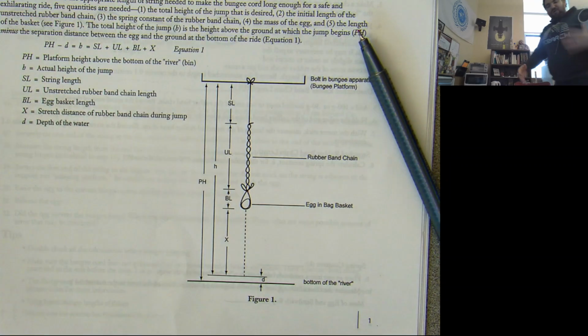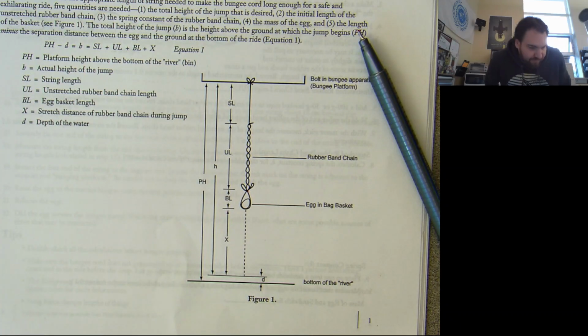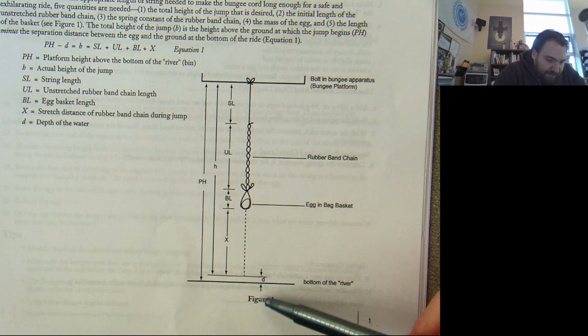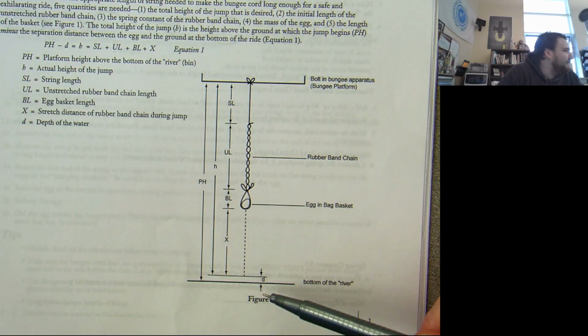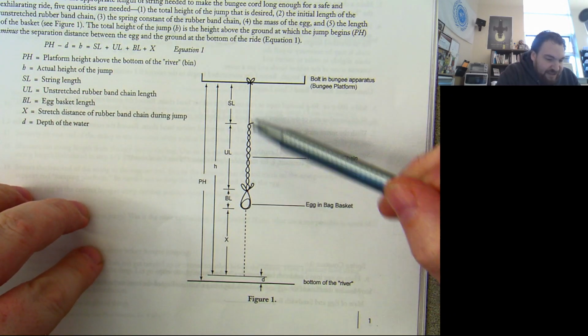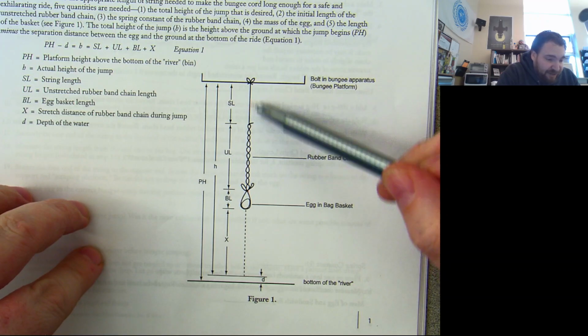This lab takes you through a whole bunch of calculations for this. You've got the depth to the bottom of the river. You've got your rubber band chain, your egg basket, and then the ribbon that you're going to add is this length right here.